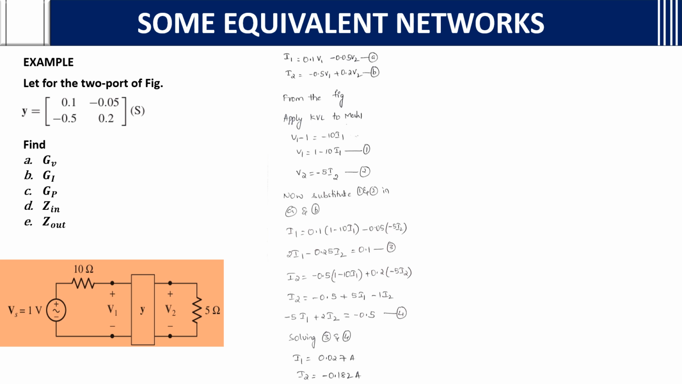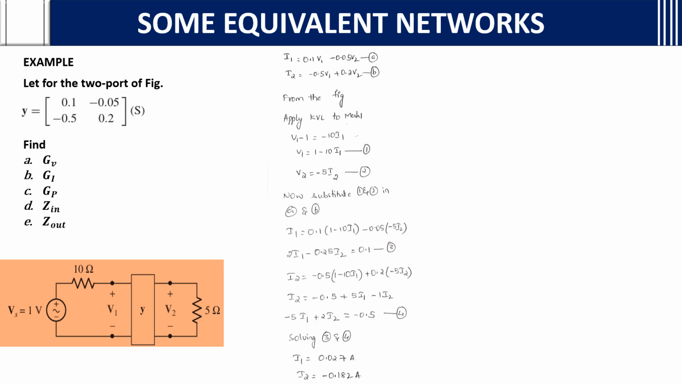Now substitute these two equations into A and B, where we have V1 and V2, so that the equations are in terms of I1 and I2. That is 2 I1 minus 0.25 I2 is equal to 0.1 after substituting V1 and V2. And for the other equation, minus 5 I1 plus 2 I2 is equal to minus 0.5. If you solve the third and fourth equations, you will get the I1 and I2 values.